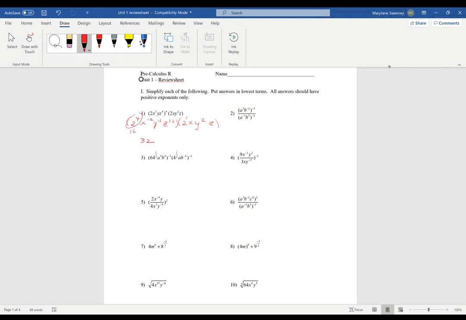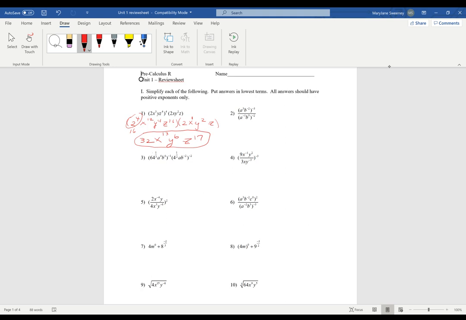x to the 12th times x to the 1st is an x to the 13th. And then we've got y to the 4th times y squared, which is y to the 6th, and z to the 17th. So that's our answer for that first one.